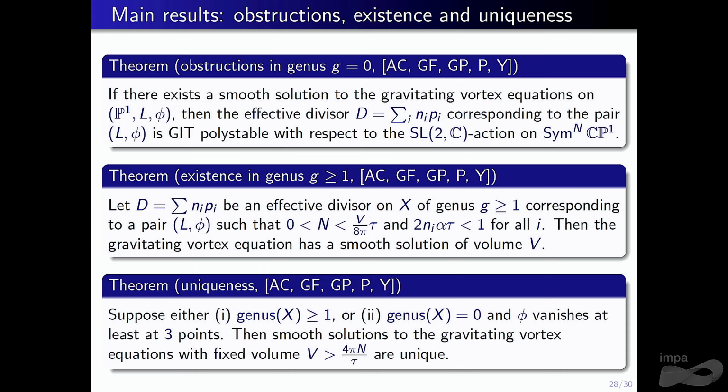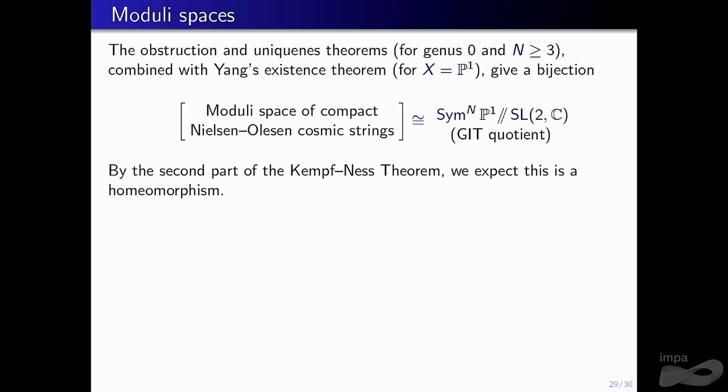Now, using the existence result of Yisong Yang, the obstruction in genus 0, and the uniqueness, we can find this bijection. And we expect, and I think it's not difficult, but we are really exhausted, that this is actually a homeomorphism, as in the second part of the Chern-Simons theory I told you.